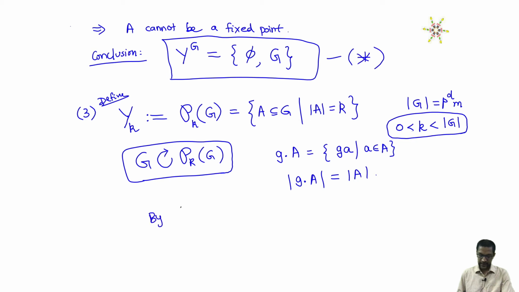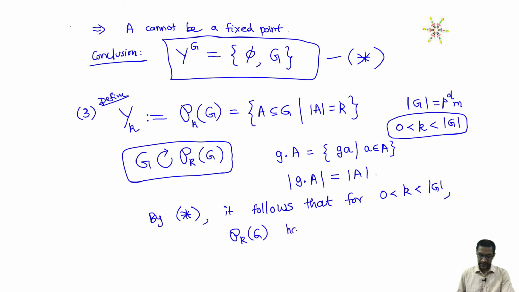Okay, so observe, by the observation before, by observation star, it follows that for k strictly between these two numbers, P_k(G) has no fixed points. Okay, so here's a fixed point free action, it has no G fixed points. So we have managed to find an example of something which has no G fixed points.